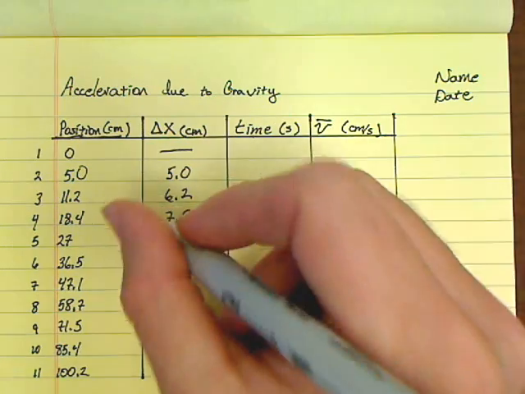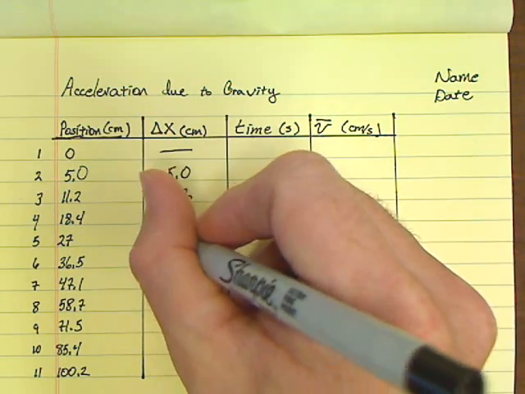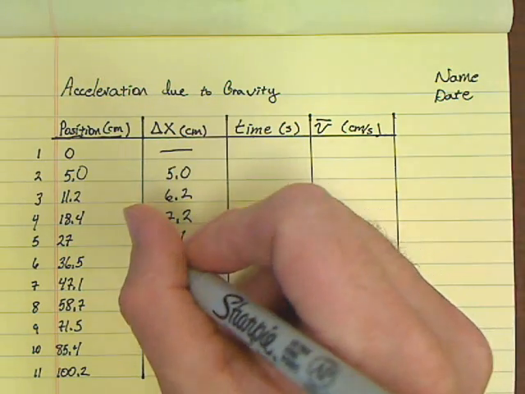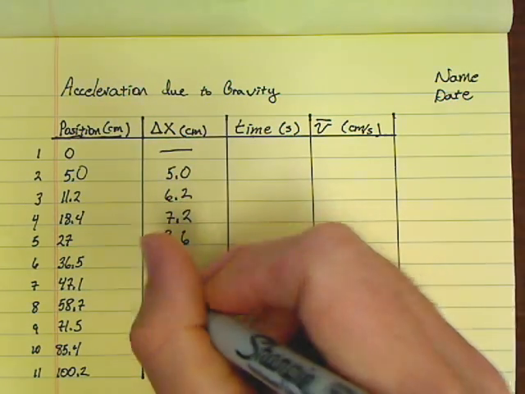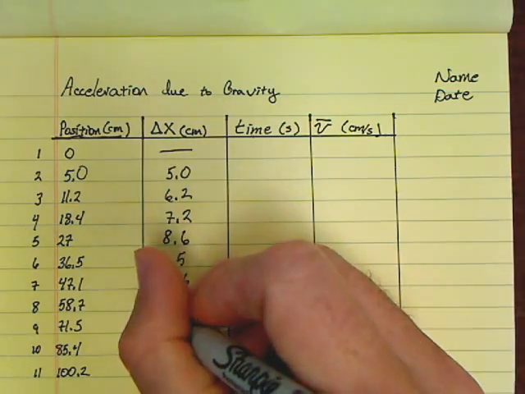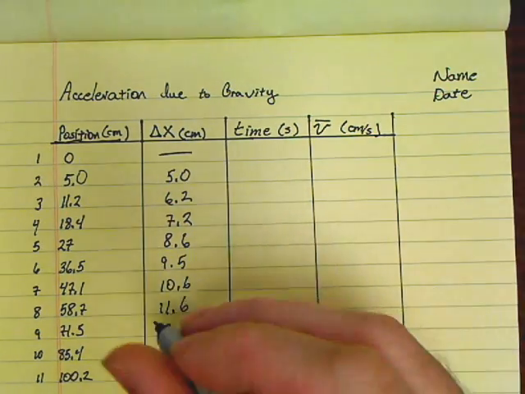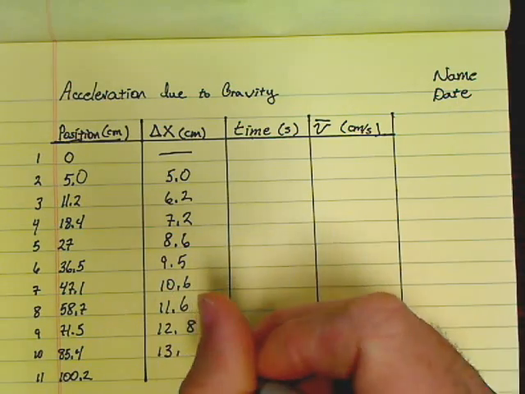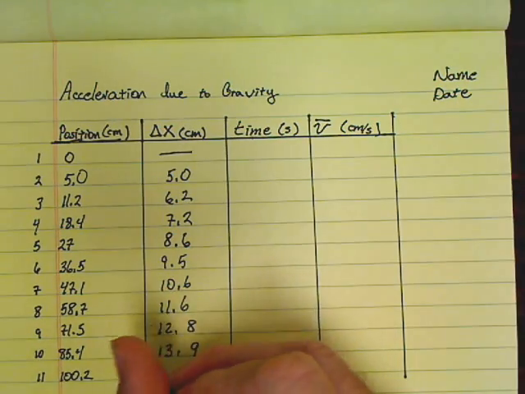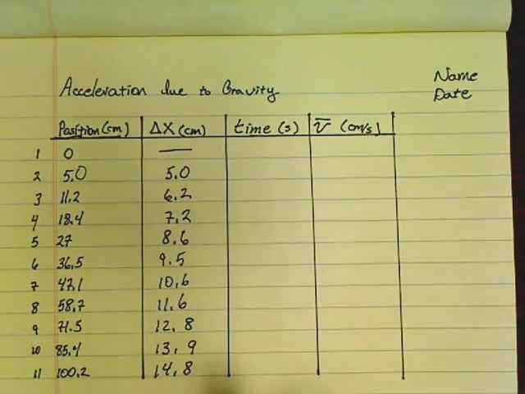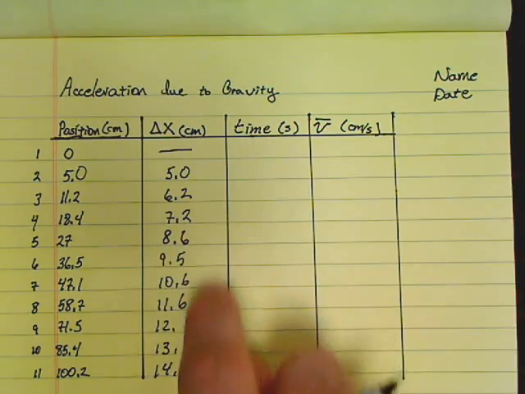27 minus 18.4. Sorry, this is the less than exciting part of the video, me subtracting numbers. Feel free to fast forward to the end. Here, I'll pretend: 9.5, 0.6, 11.6, 12.8. Holy cow, look at how fast I can subtract. It's almost like I've done this on another sheet of paper already to speed up the video. Okay, so here's my distance between all my positions.